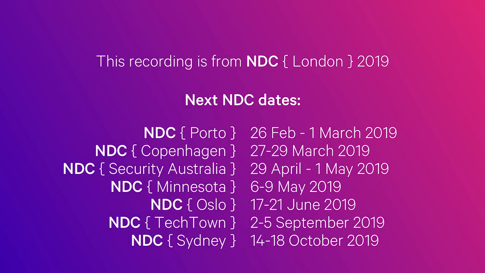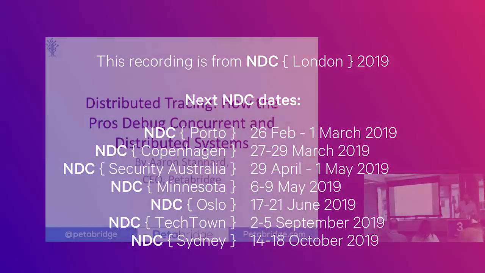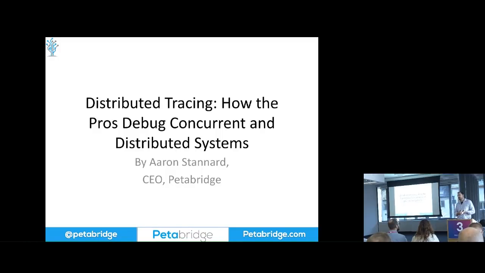So my name is Stannard. I'm the founder and CEO of a company called Petabridge. We build open source tools for .NET developers to help build highly available distributed systems. The biggest thing we work on is a technology called Akka.NET. I'm one of the co-founders of that open source project. It's a distributed actor model framework for doing high performance real-time computing. So that's what I spend most of my time doing.